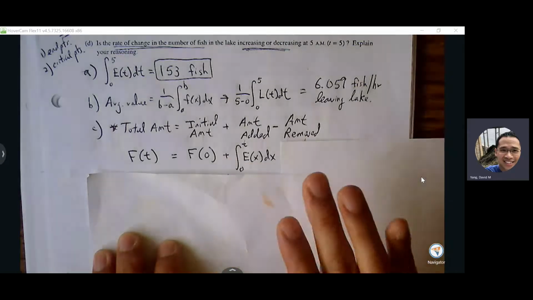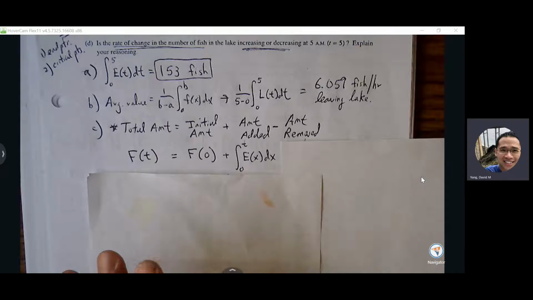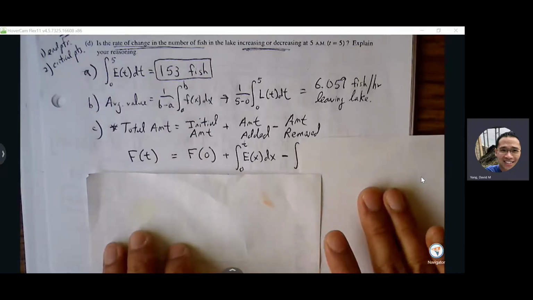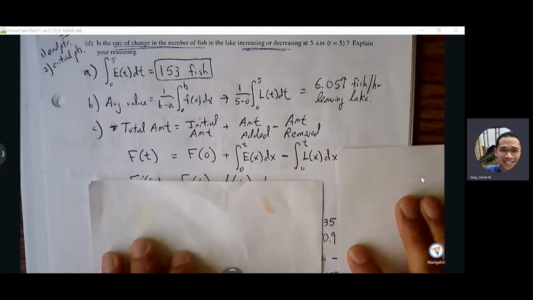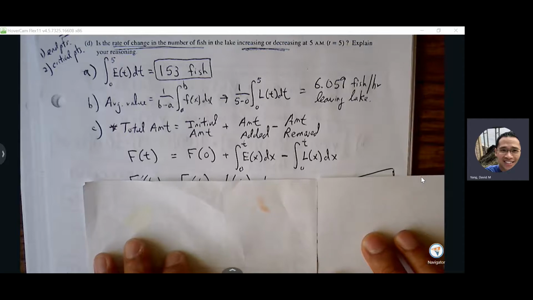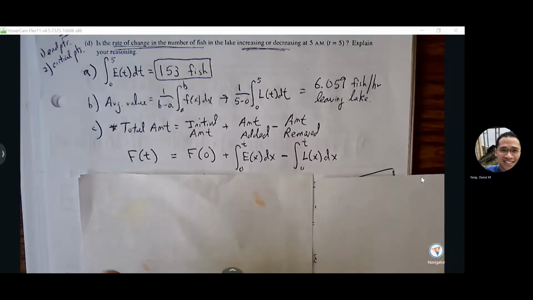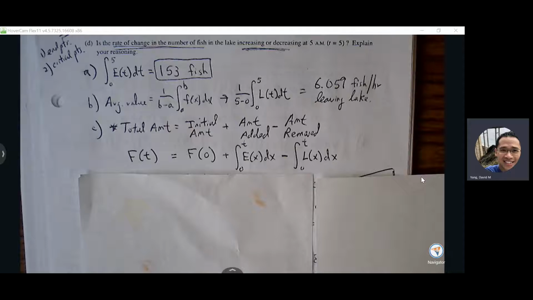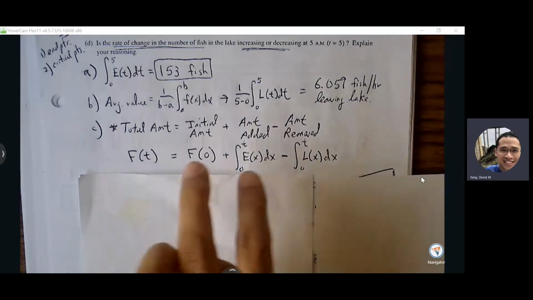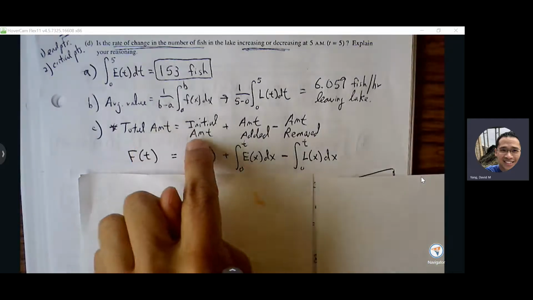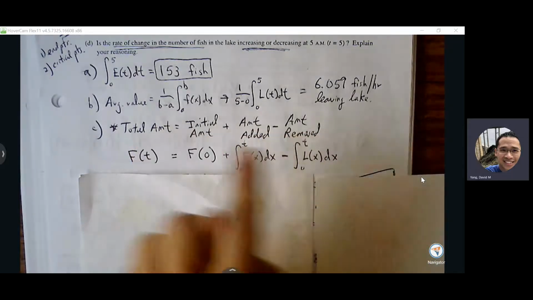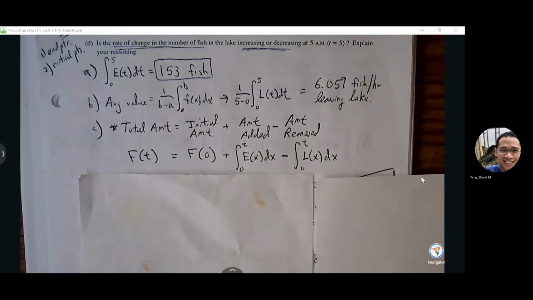Okay, but I also want to figure out how many fish have left. So I need to remove that from the lake: minus the integral from 0 to t of L of x. So that's the formula that will tell me the number of fish at any given time. So we need to know how to build it, starting from this formula that we see in these types of problems. Okay, any questions so far?